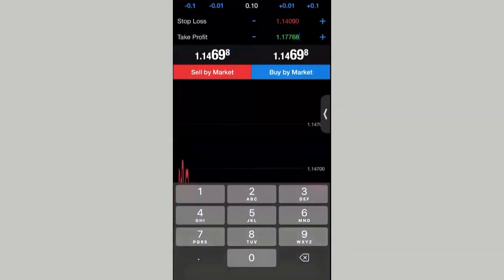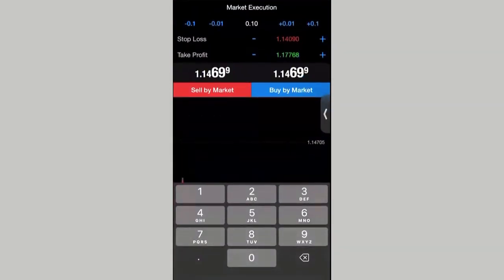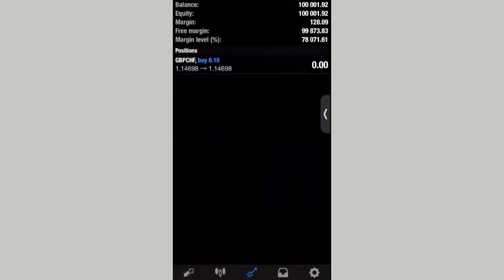7768. And then because it's a market execution, I'm going to buy by market, which is highlighted in blue right there. Buy by market. And then there you go. Now I'm part of the market. I'm part of the trade. You get what I'm saying? We good on that one? Yes, thank you. Bet. No problem.